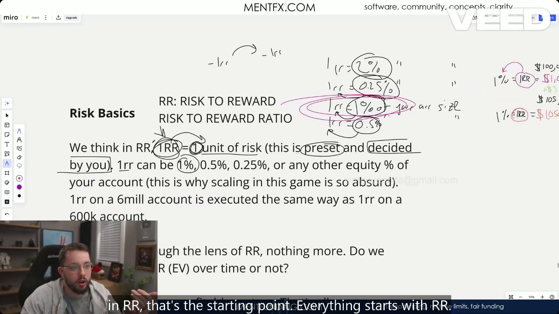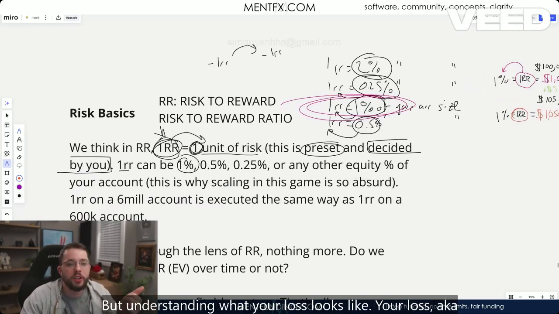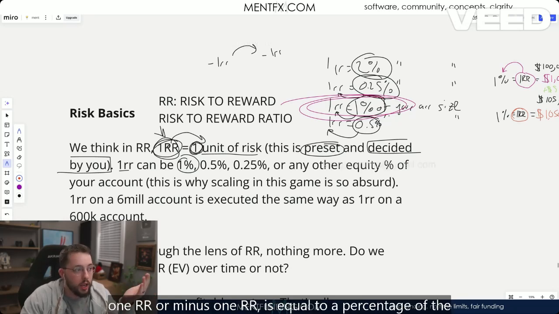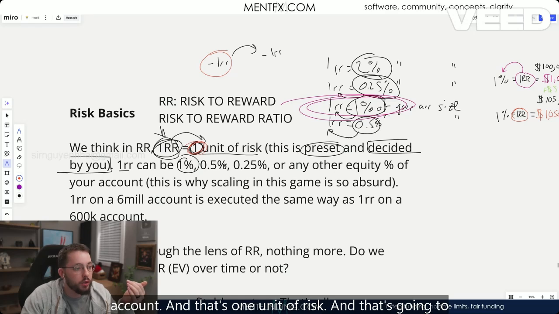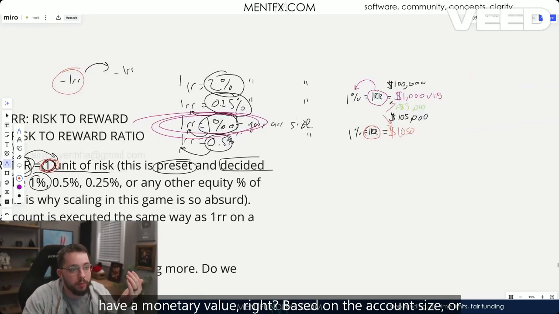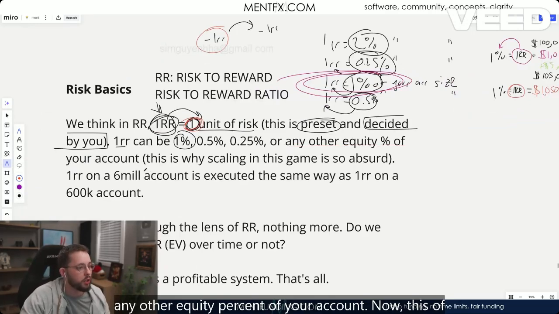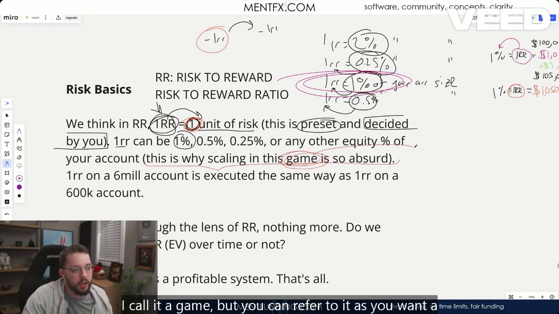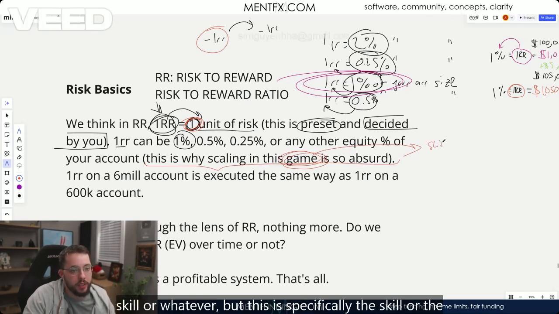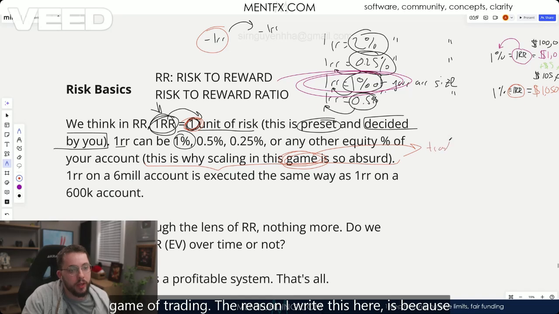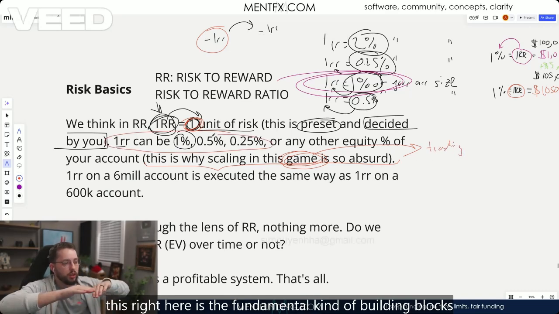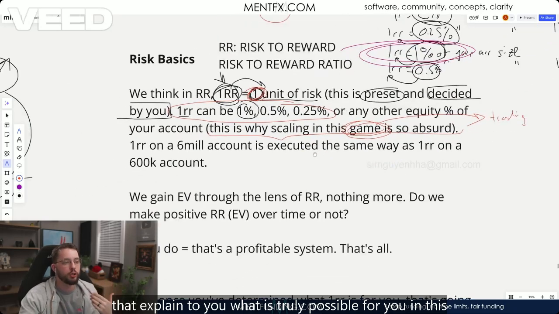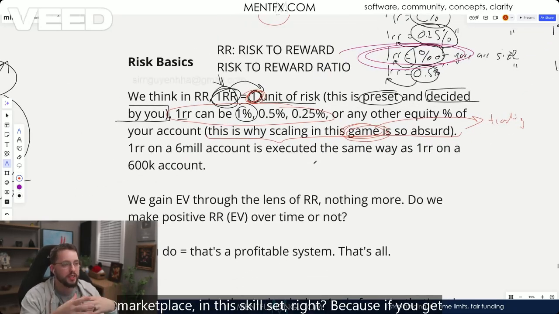So we think in RR. That's the starting point. Everything starts with understanding what your loss looks like. Your loss, aka minus 1 RR, is equal to a percentage of the account. And that's 1 unit of risk. And that's going to have a monetary value based on the account size or any other equity percent of your account. Now, this, of course, is why, and I wrote this here, scaling in this game, I call it a game, but you can refer to it as you want, a skill or whatever, but this is specifically the skill or the game of trading. The reason I write this here is because this is the fundamental building block that explains to you what is truly possible for you in this marketplace, in this skill set.